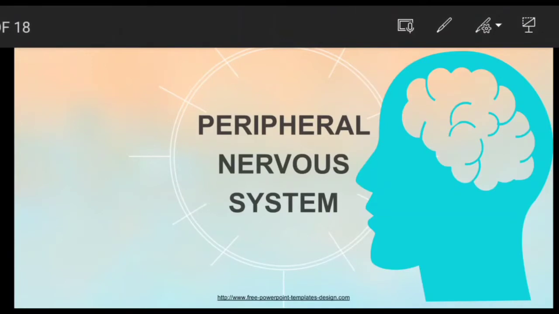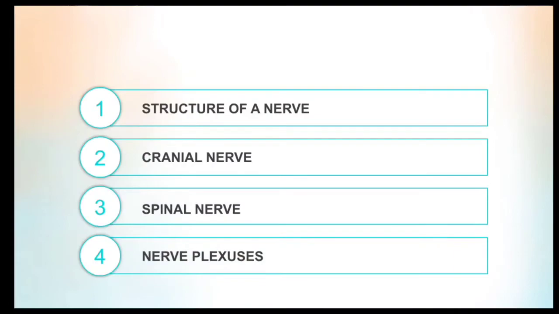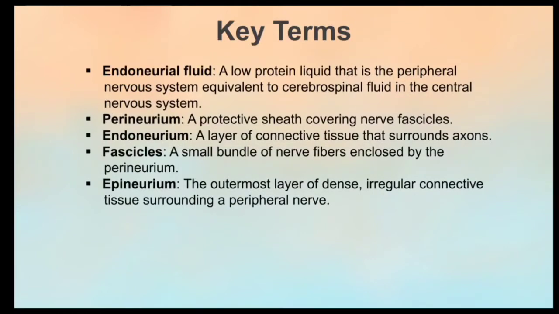Next, we're going to tackle the peripheral nervous system. Under the peripheral nervous system, we're going to tackle the structure of a nerve, cranial nerve, spinal nerve, and nerve plexuses. We need to be familiarized with these terms para mas madali natin maintindihan.